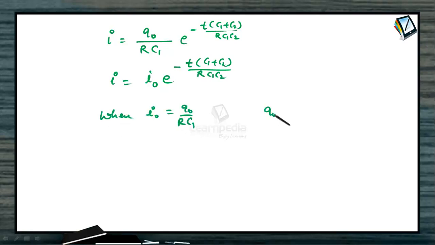Since we have calculated Q naught is equal to I naught R C1, this is the initial charge on the capacitor. So the maximum current at that instant is I naught. Replacing, I is equal to I naught e to the power minus T (C1 plus C2) by R C1 C2.